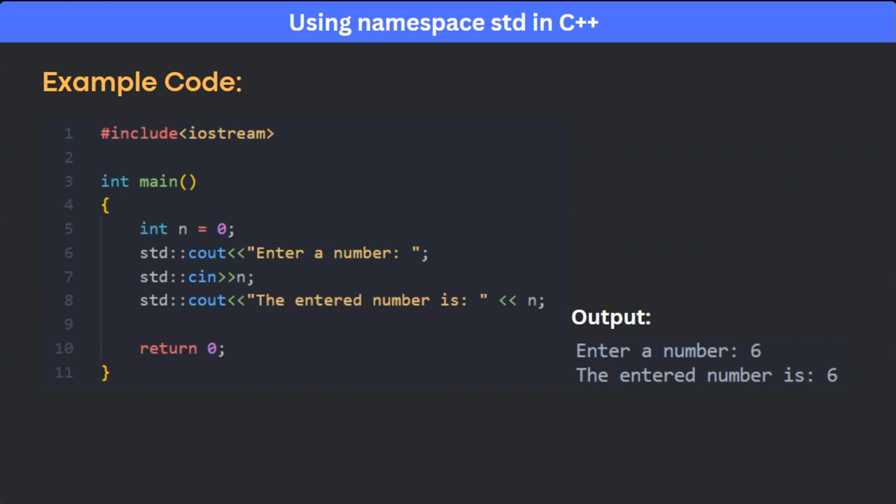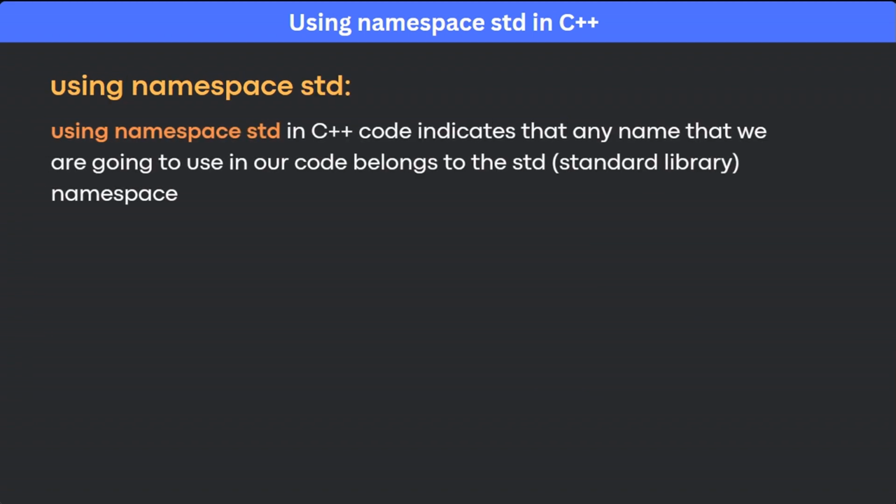Now, how is using namespace going to help us and where is it used? Using namespace in C++ code indicates that any name that we are going to use in our code belongs to the standard namespace, which is known as the standard library. Using namespace std denotes that the standard library is going to be used, and we are going to use the functions or variables that belong to this standard library or namespace. Let's understand this with one example, like how we use this.